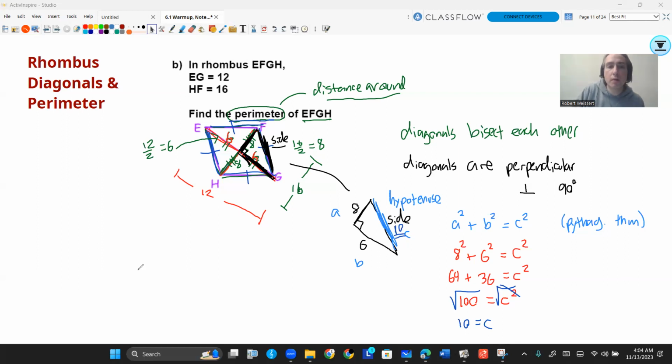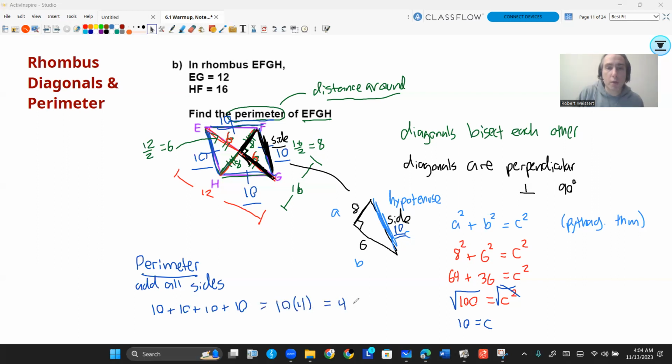So how do I get the perimeter? Add up all the sides. How many sides do we have? 4. What's true about them? They're all equal to each other. 10 plus 10 plus 10 plus 10. Or I could do 10 times 4. Probably a quicker way to do that, 10 times 4. And my perimeter is going to be 40 units. So 40 is the answer to this question.